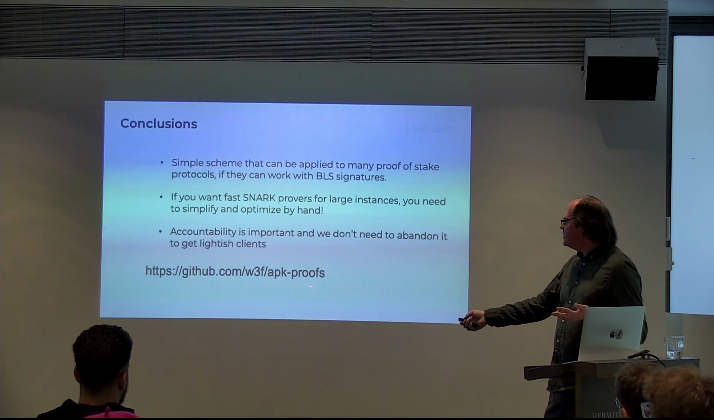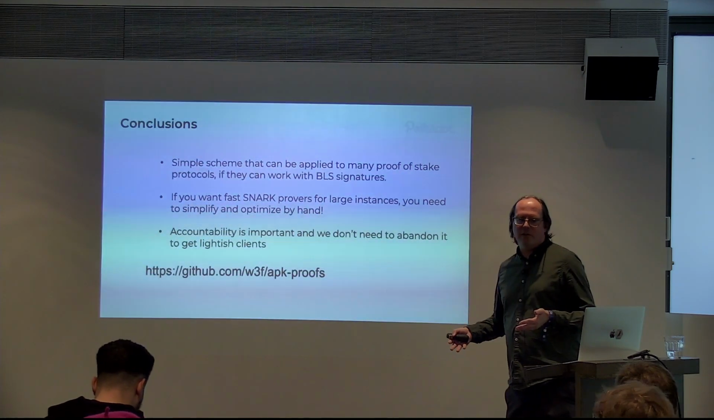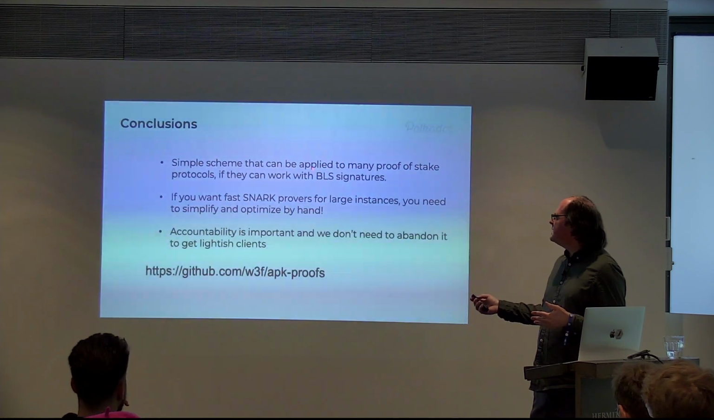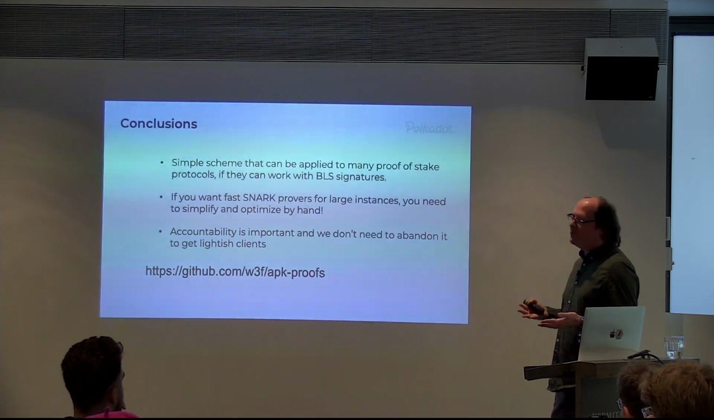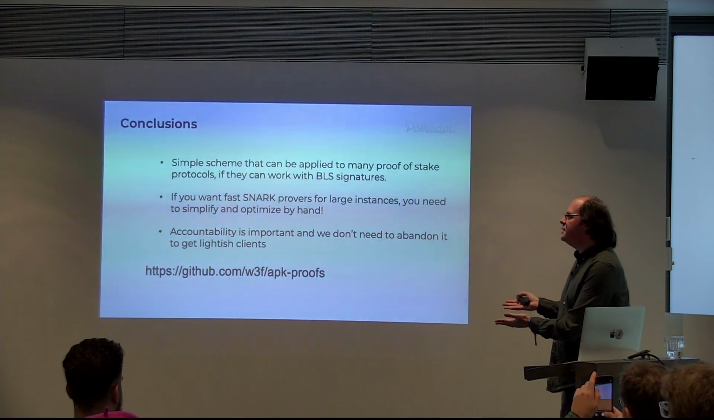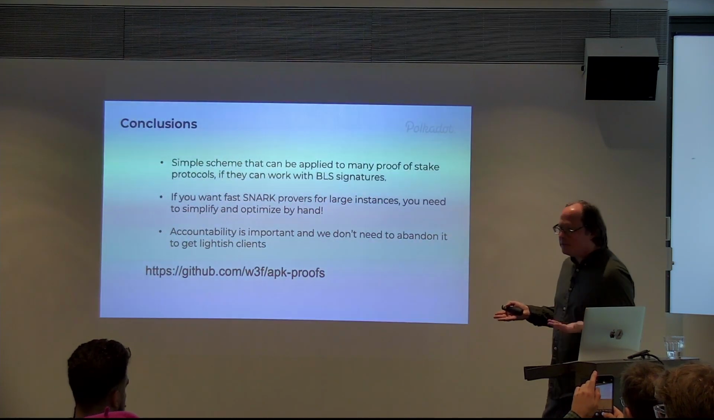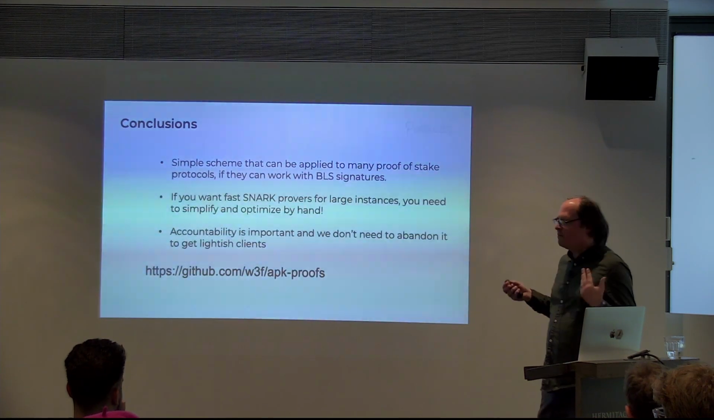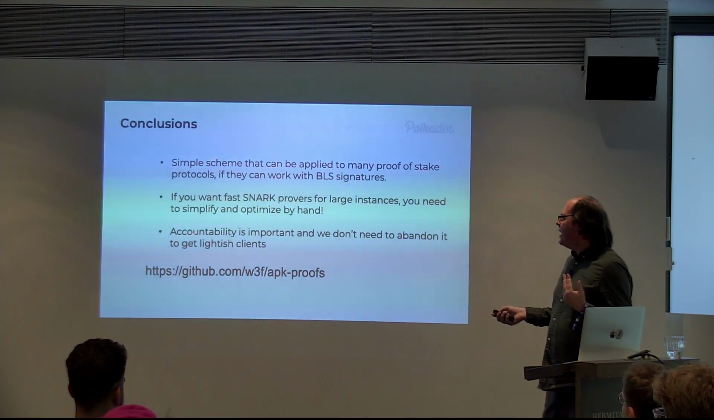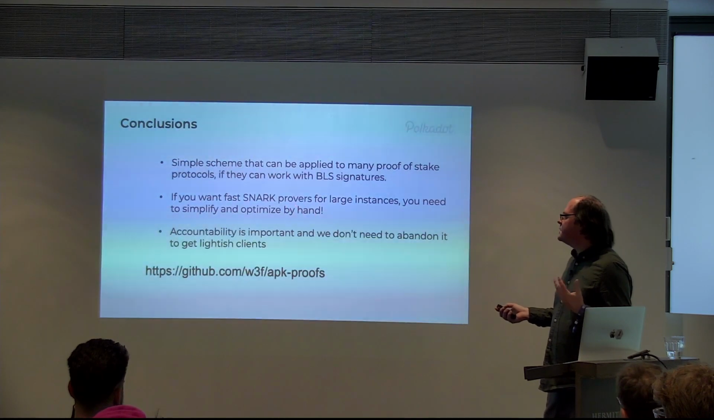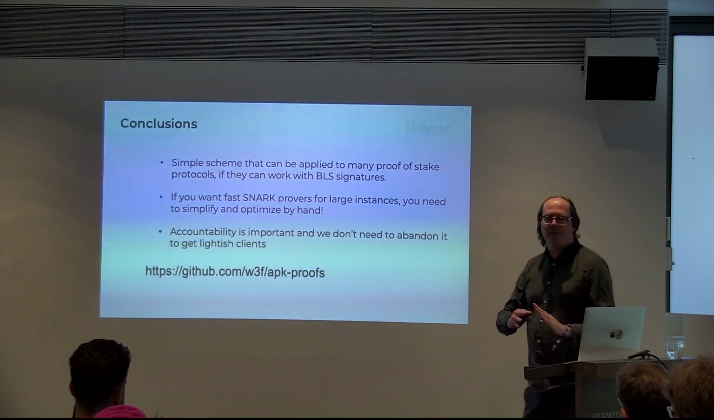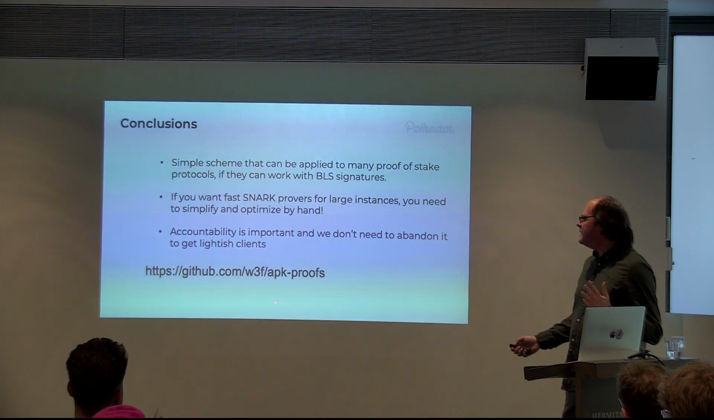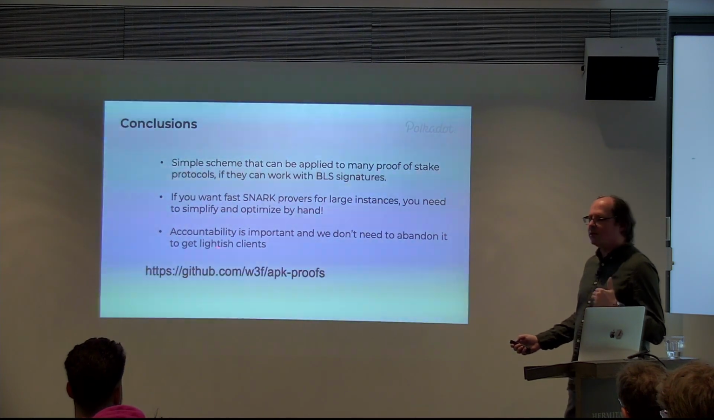So yeah, we have code. There's a paper on its way that I will try and put a draft version of in this repository. Takeaways: this is kind of simple. We can apply it to many existing proof of stake protocols. All they need to do is to use BLS signatures or be adapted to use BLS signatures, which is the sort of thing most of them are doing. I just want to say, if you want a SNARK prover that's fast for large instances, you have to optimize it by hand, try and make everything as simple as possible, and we think accountability is super important.